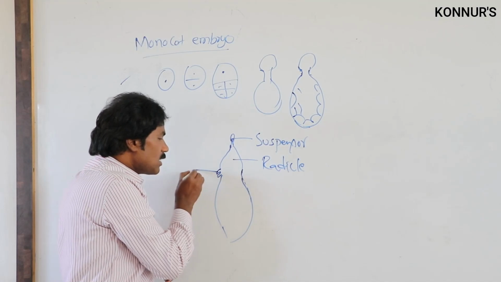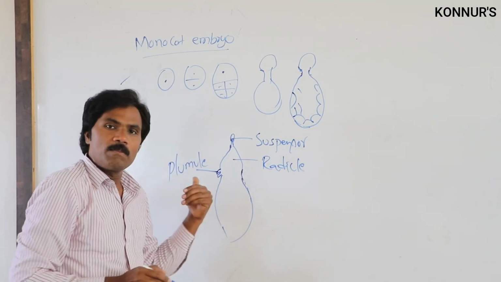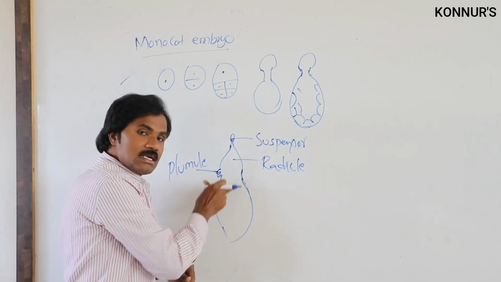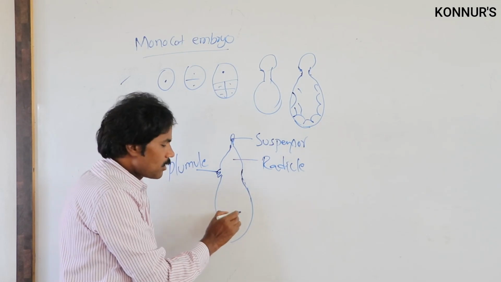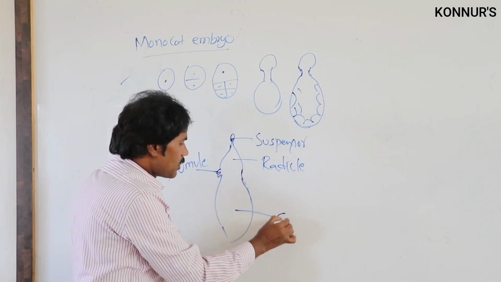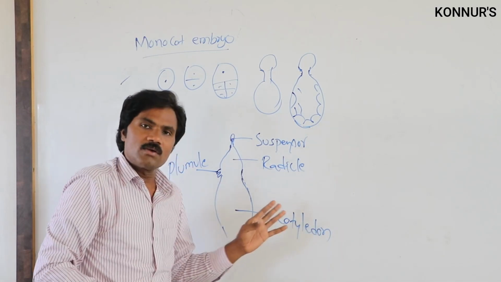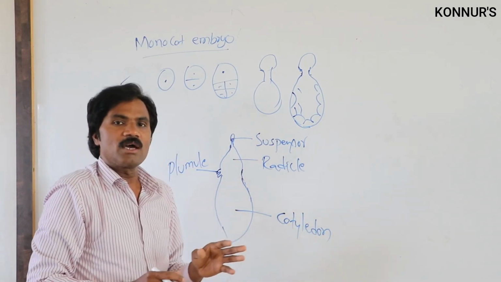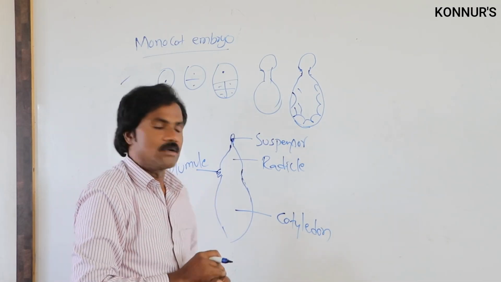In monocot, the plumule is lateral. The terminal part is the cotyledon. Here the cotyledon, otherwise, we call the scutellum. Normally the scutellum is covered with a sheath.